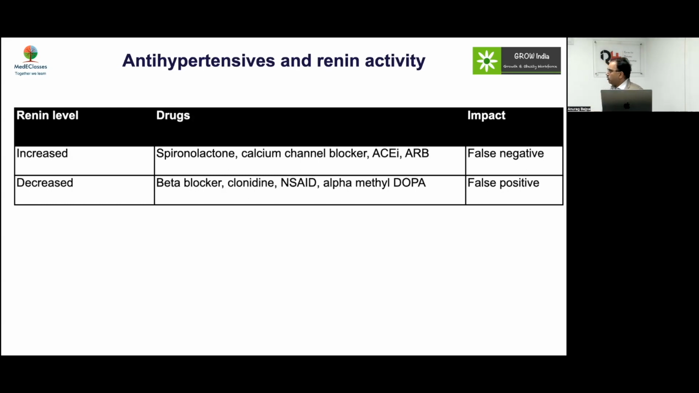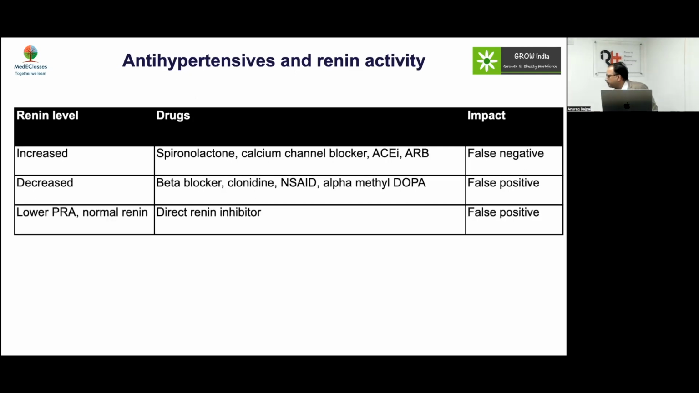If somebody is on sympatholytic agents, if you are on beta blockers, central agents like clonidine, methyldopa, these are all going to inhibit the central sympathetic trigger. So therefore, you will have a low level of renin, and because renin goes low, your aldosterone to renin ratio will go up. And you will falsely label somebody, okay, he does not have primary hyperaldosteronism, but you will say this is primary hyperaldosteronism. So these drugs should be avoided.